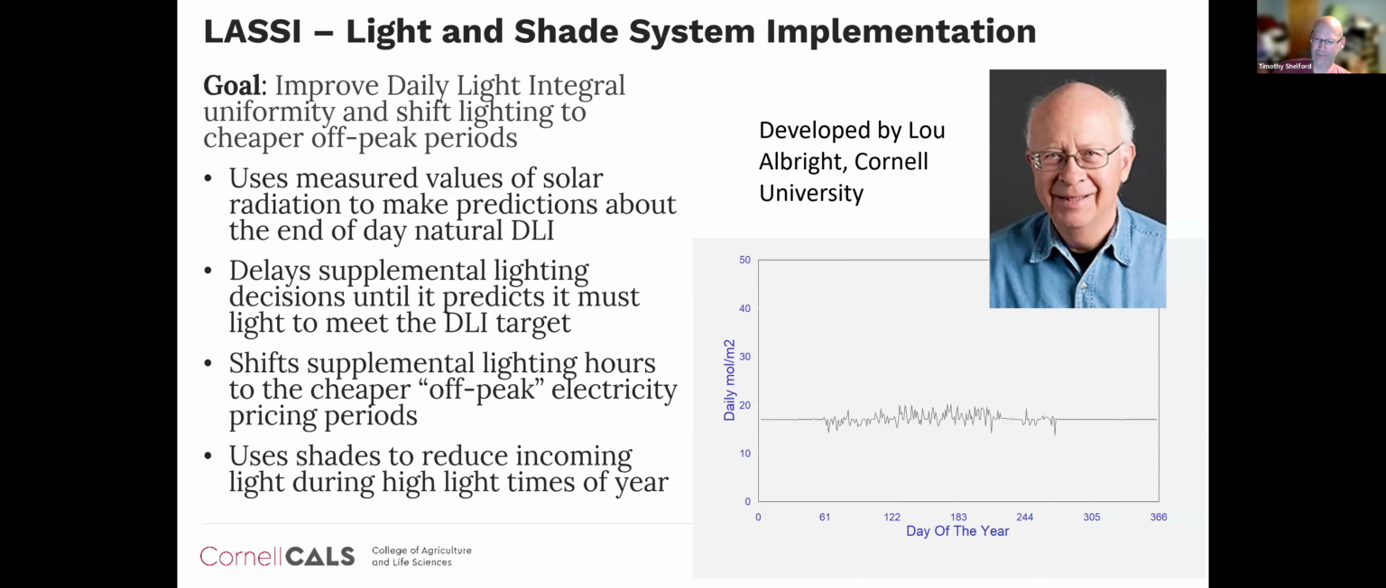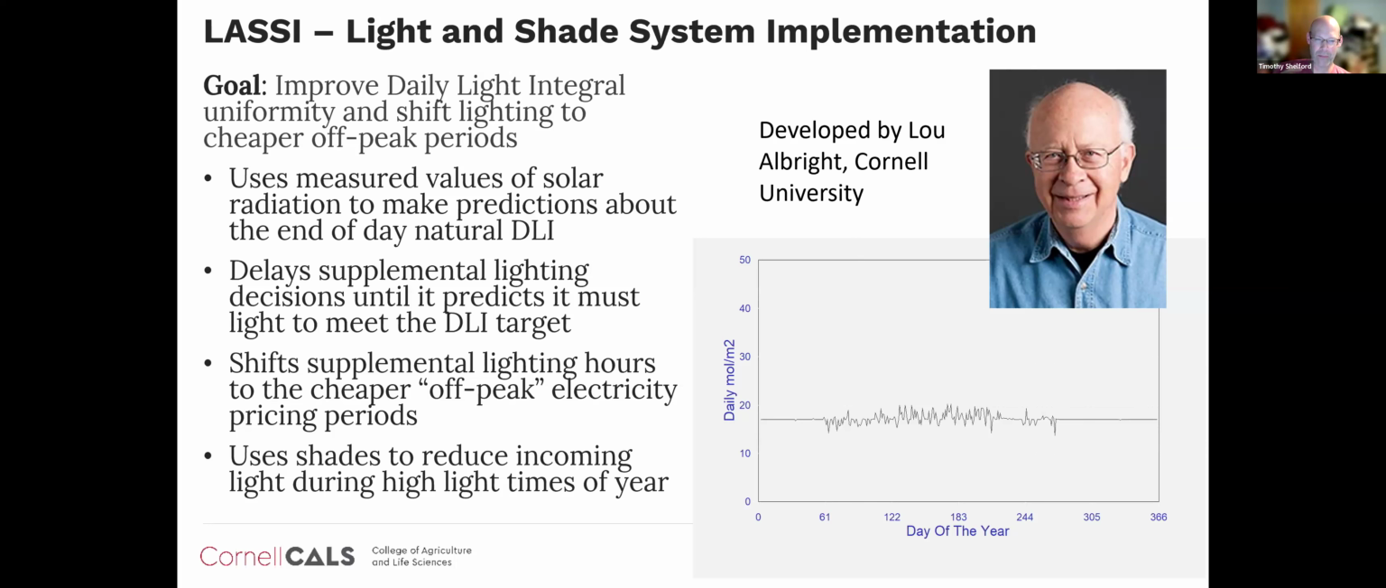And so to sort of simplify things, Dr. Albright came up with the LASSI control system, which is the light and shade system implementation. Neil's been talking quite a bit about lights, but the shade part is actually quite an important part of the LASSI control algorithm too. That is limiting the amount of light so that we don't overshoot and get the potential tip burn. As I mentioned, this was developed for lettuce, but it's been used for a number of other different crops as well.